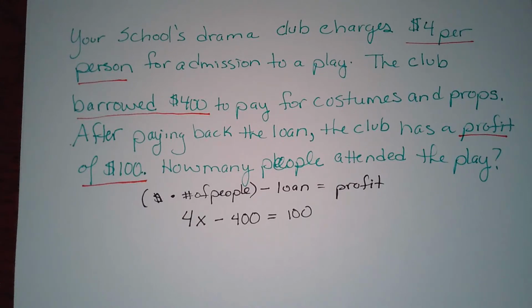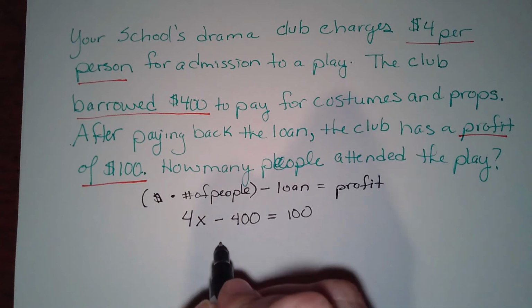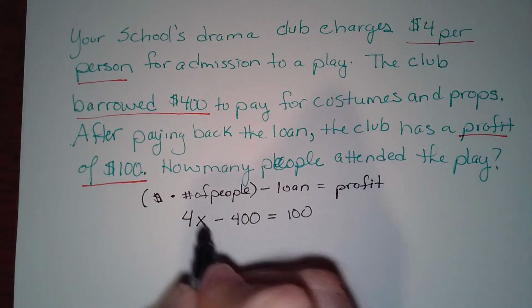So basically that is like a setup that you can look for. No matter what the numbers are, you know that you have to multiply the cost per person times the number of people, take how much you owe the bank, and then that will be your profit. So this is what we were given. So let's go ahead and solve. So first thing is we don't have anything to combine on the sides individually. So now we're ready to start taking and moving things across to isolate the x.